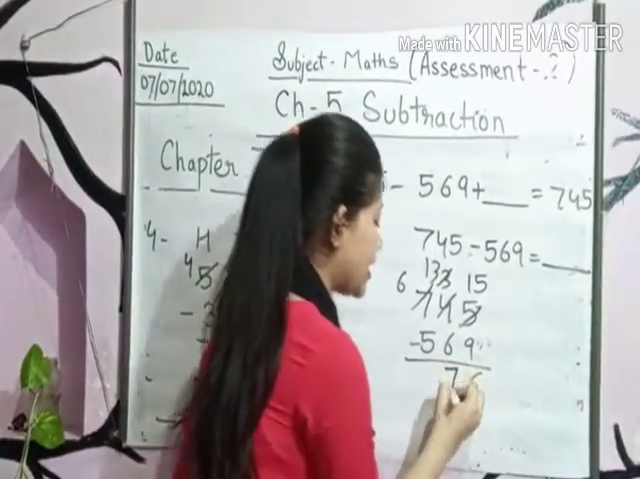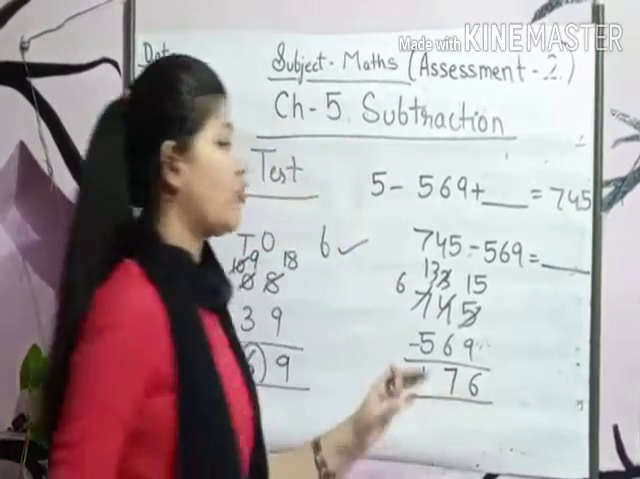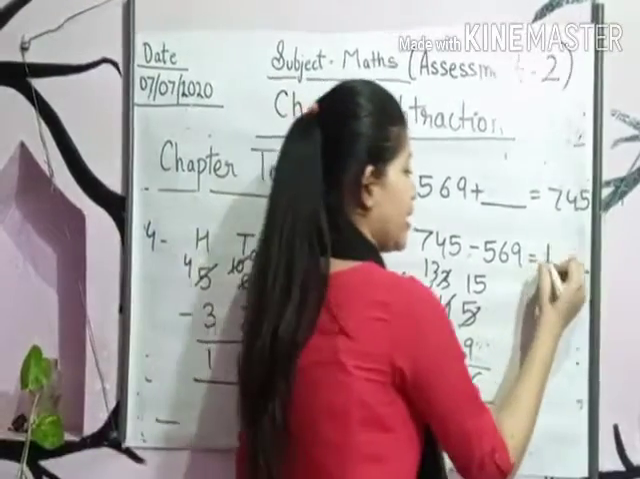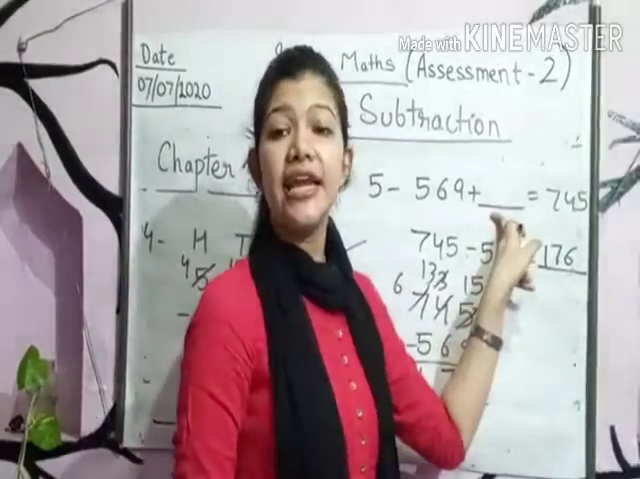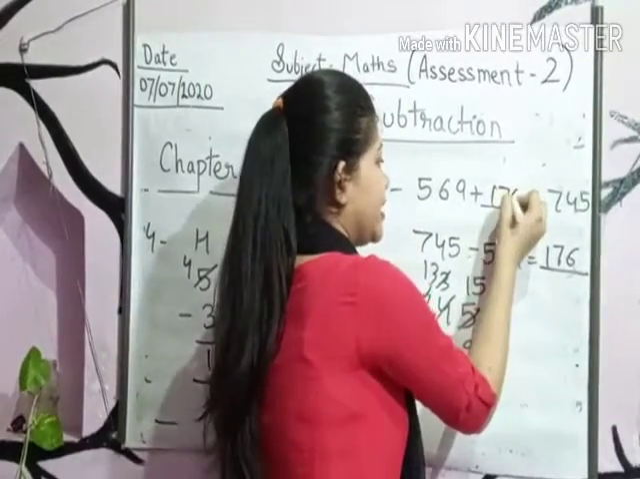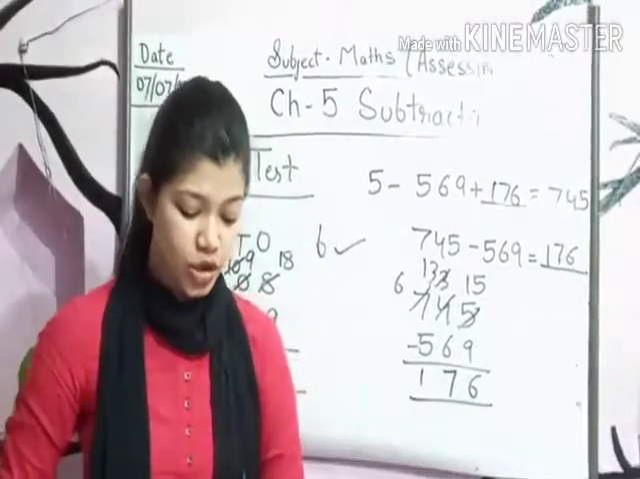Yes, so we will write 7 over here. Now 6 minus 5 is equal to 1. Now what we got as answer? 176. Means what will be our second addend? 176. Clear? I hope this much is clear to you all.